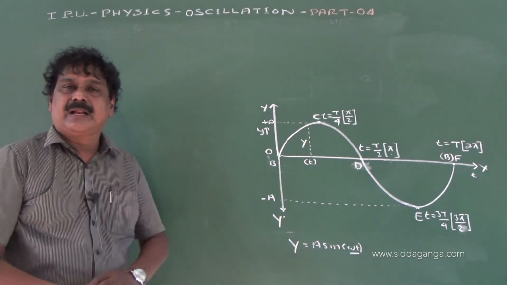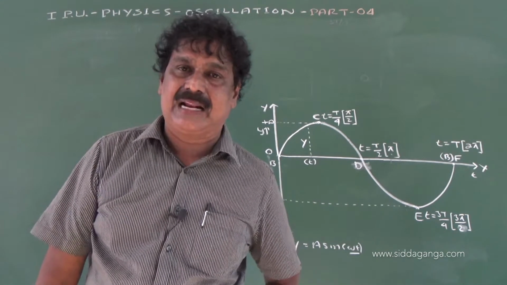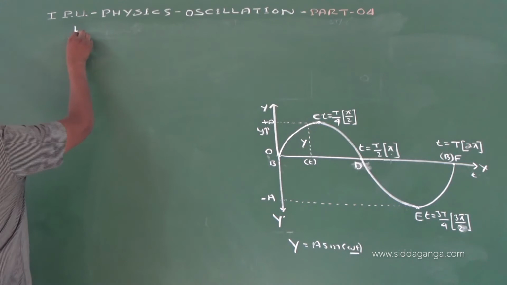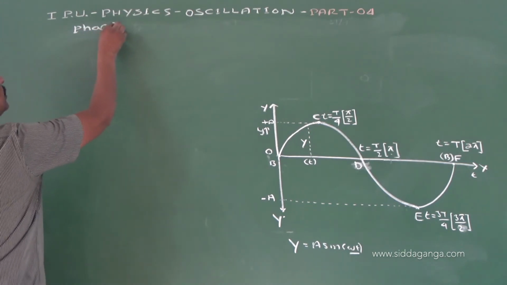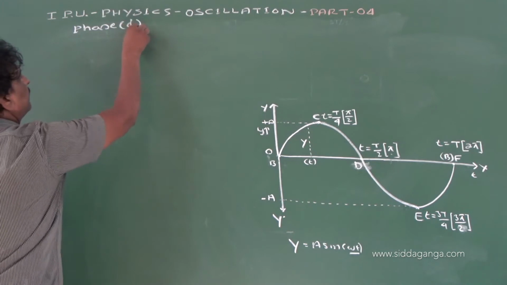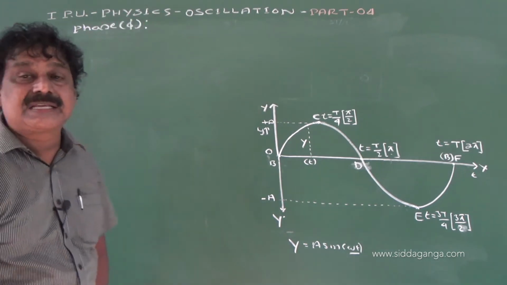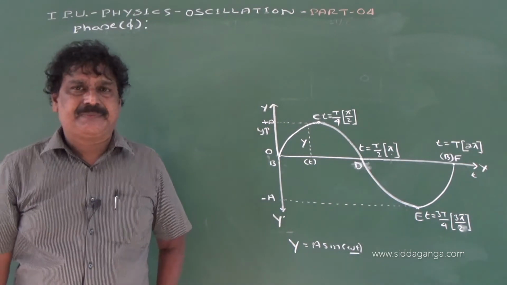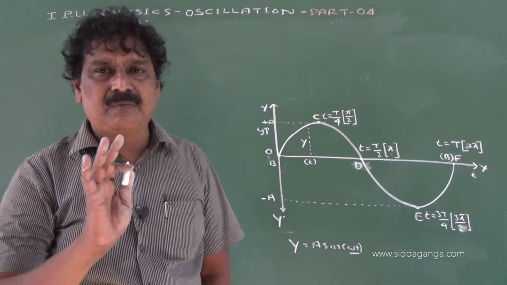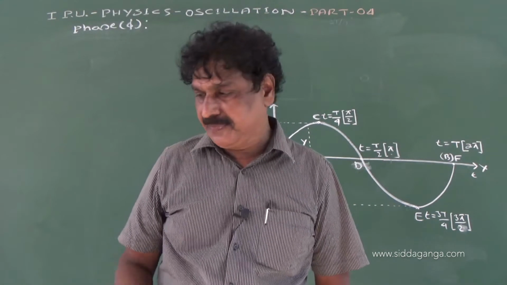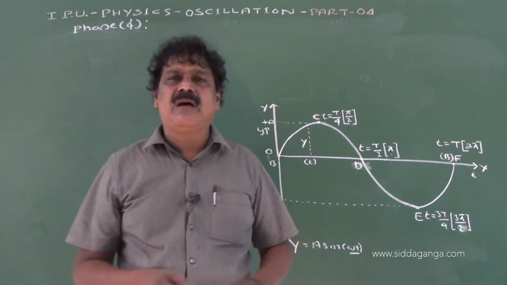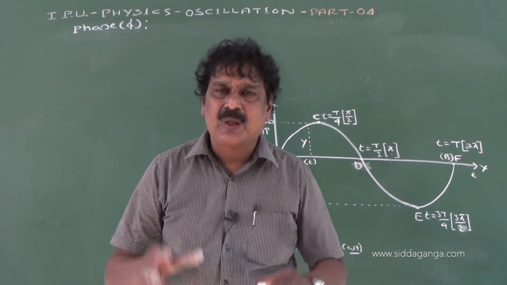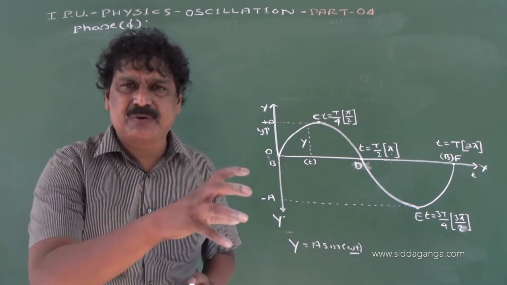So now I will retain this diagram here, and I am going to take another important concept in oscillation, that is phase, represented by the symbol phi. Now we know that we have the state of motion of a body, which can be found using equations of motion. What do you mean by the state of motion of a body?